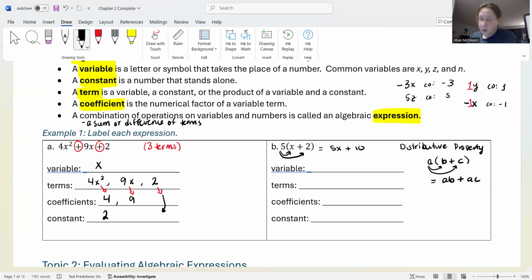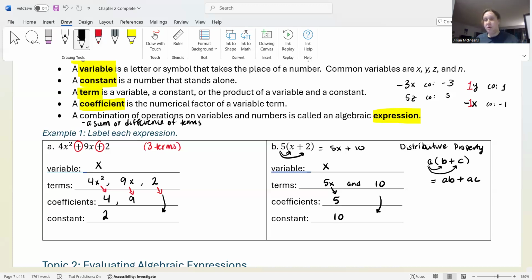So what is our variable here? Well, our variable is x again. We have two different terms here. They're separated by addition. So we have the term 5x and the term just 10. Remember, a term can be a variable, it can be a constant, or it can be the product of a variable and a constant. As far as coefficients go, this 5x is a variable term, and for now, we're just going to focus on variable terms. The coefficient of 5x is 5. And then as far as constants are concerned, a constant would be a number that is not multiplied by a variable. We do have a constant of 10.